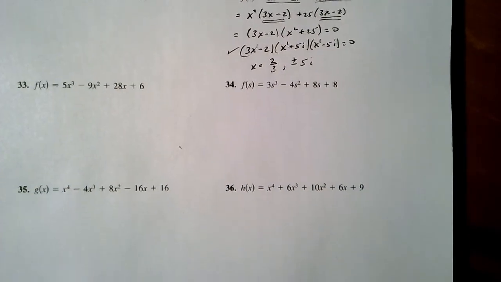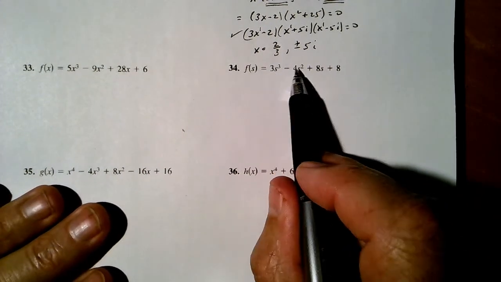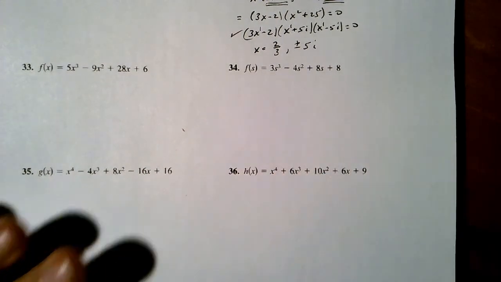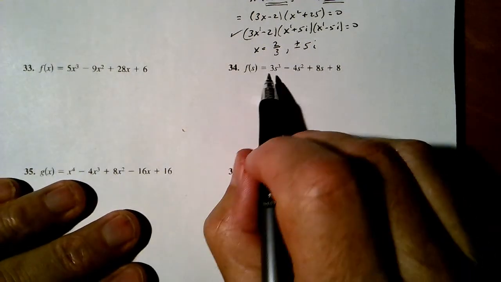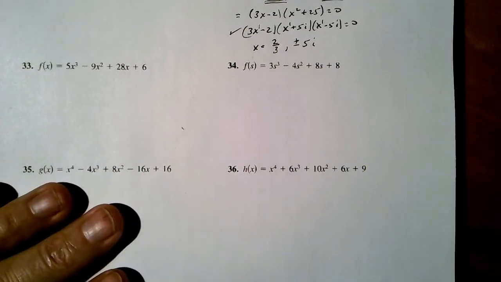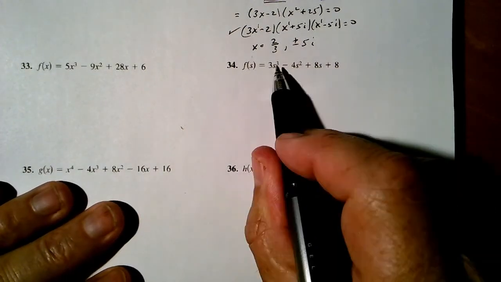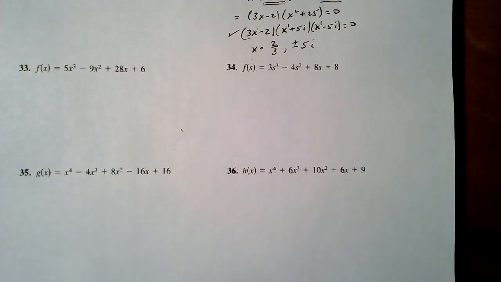Now, number 34. Here's where I'm going to allow you to use your calculator. Take a note, 3 is to negative 4 is not the same as 8 is to 8. This will not factor by grouping. So we have to come up with some other process, and here's what you would have to do without your calculator. You'd have to use the possible rational zero test, taking the factors of 8 over the factors of 3 and start synthetically dividing those. But I'm going to allow this.